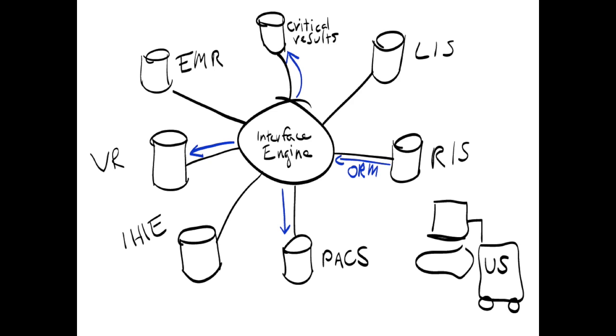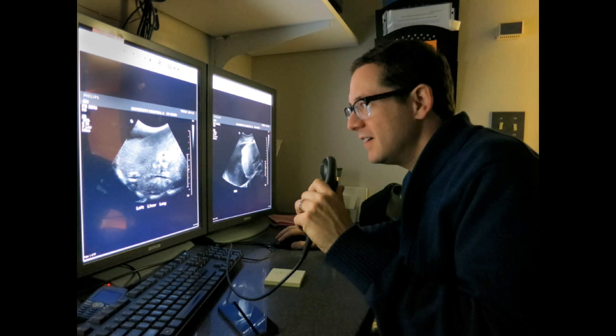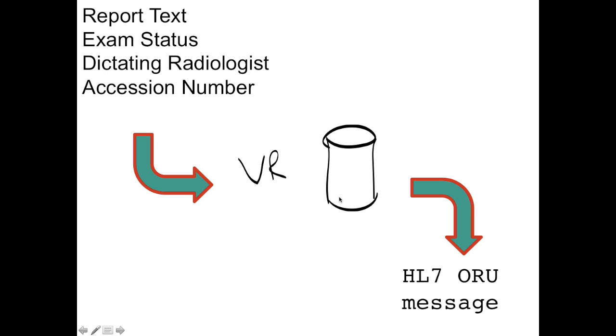Once it's in completed status, it's going to show up on the radiologist work list for them to read. So here you can see that I'm dictating and looking at Rex's images. I'm using my voice recognition system, and the voice recognition system is going to compile all of the report text that I put together, the exam status, whether it's going to be a preliminary or a final report, the dictating radiologist, the accession number, and several other pieces of information into an HL7 ORU message, or a result message.